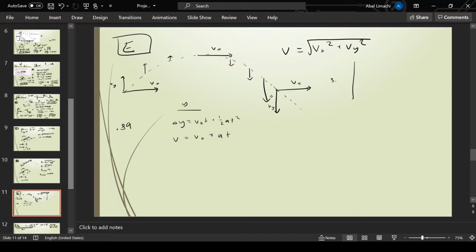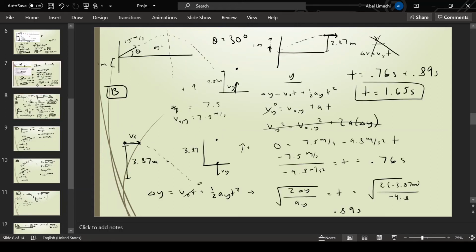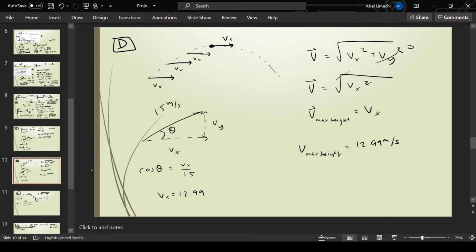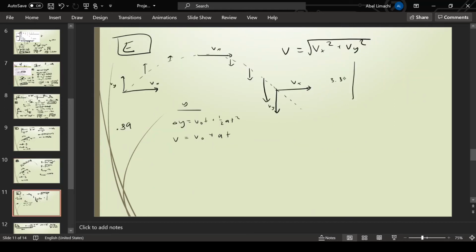I believe it was 3.87 meters. 3.87 meters. Now we know that time it takes is 0.89. Starting from up here with nothing, it's going to end down here with something. So we're looking for after 3.87 meters or 0.89 seconds fallen, what is this velocity in the y direction?